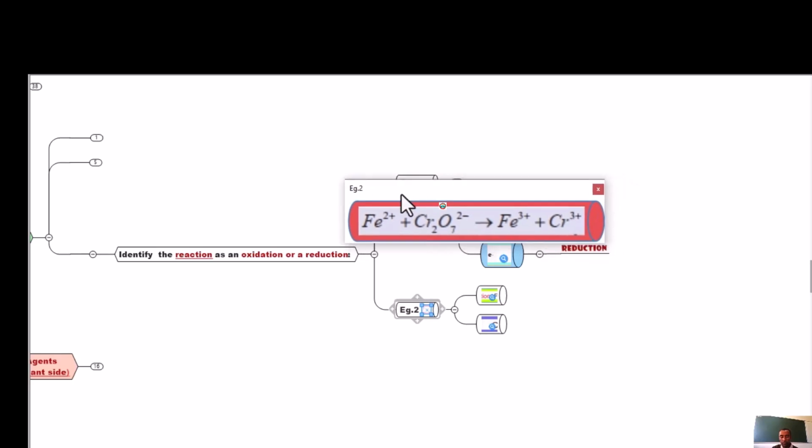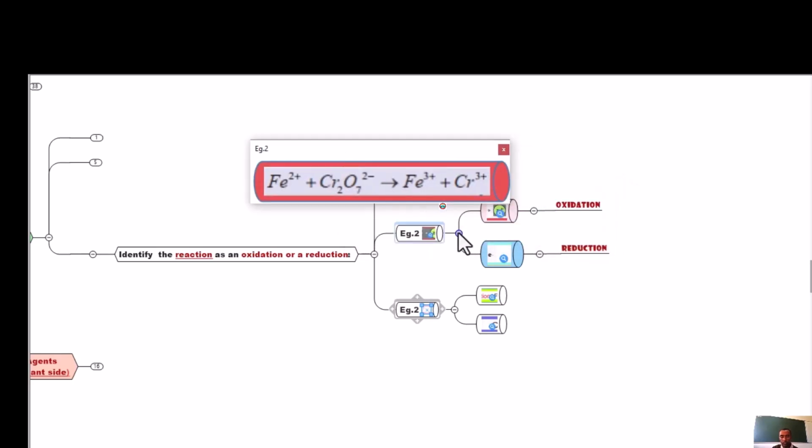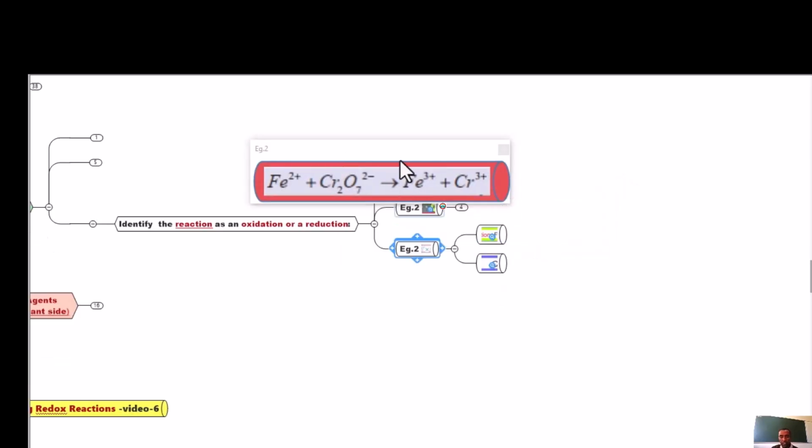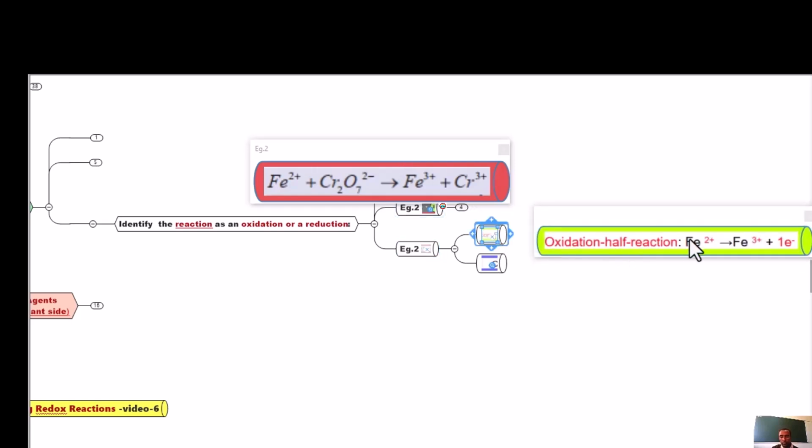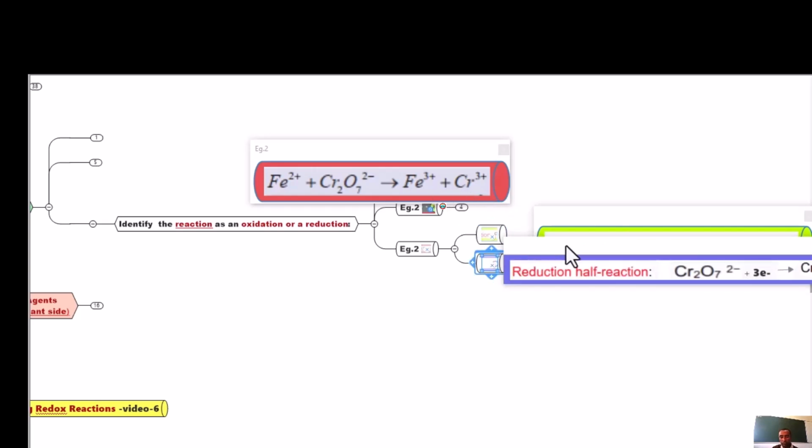identify or write half reactions for this chemical reaction. The answer will be: there is an increase in oxidation number from iron 2 plus to iron 3 plus, so this is the oxidation half reaction, and the reduction half reaction becomes this one.